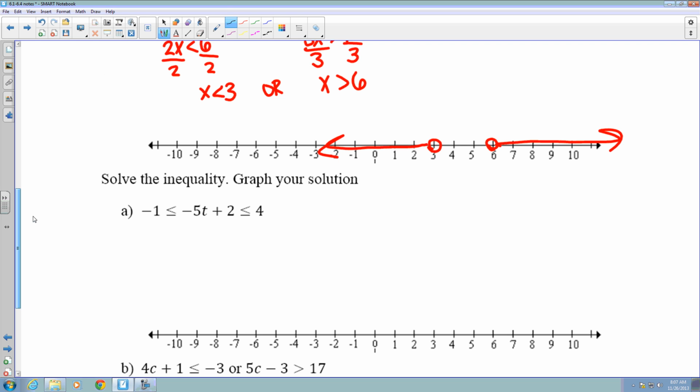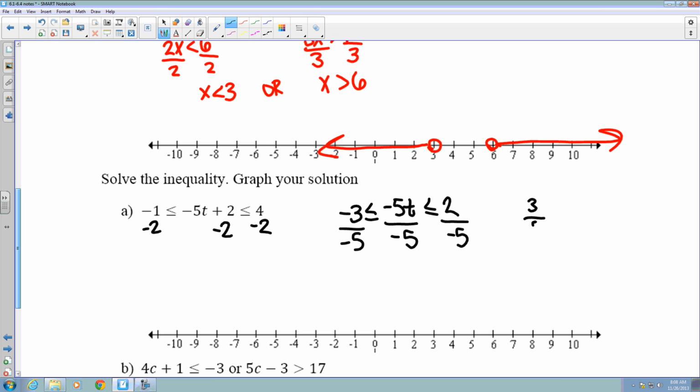Okay, this is an and because it's written as one string. I'm going to subtract 2 from all three sides. -3 is less than or equal to -5t is less than or equal to 7. Then I'm going to divide all three sides by -5, which means I have to flip the inequality symbols. 3/5 greater than or equal to t, greater than or equal to -2/5.